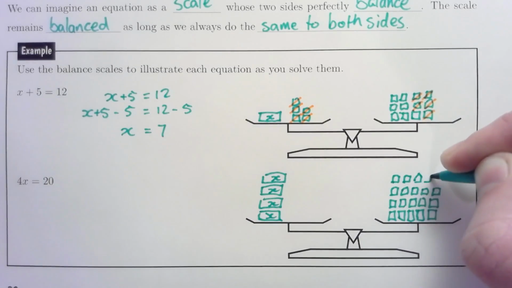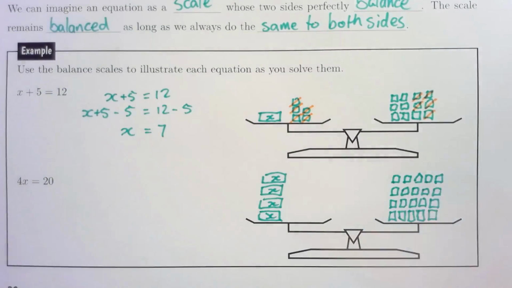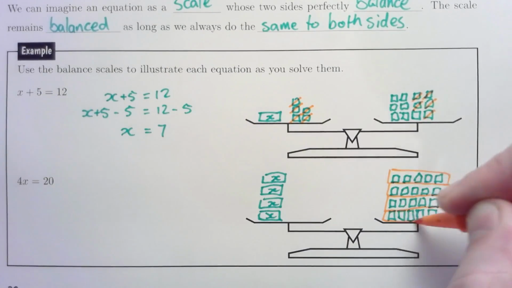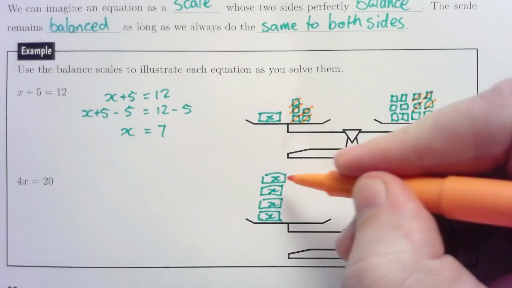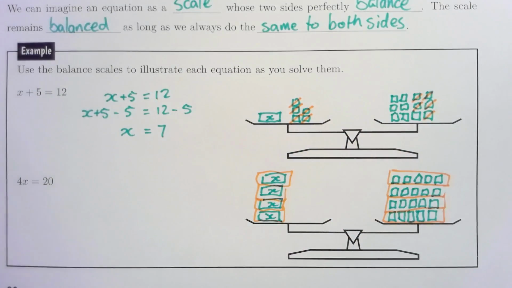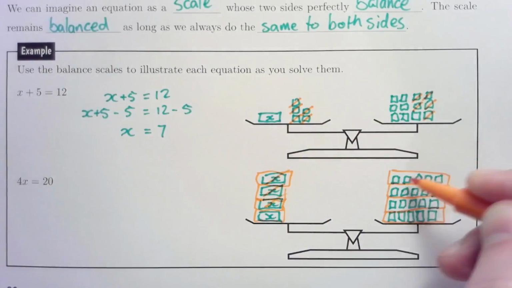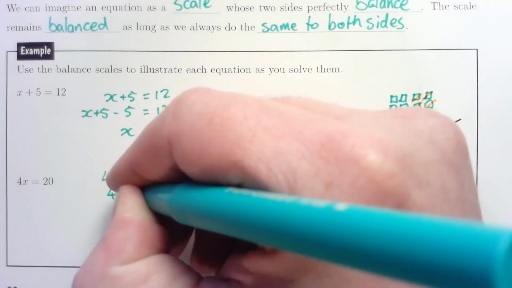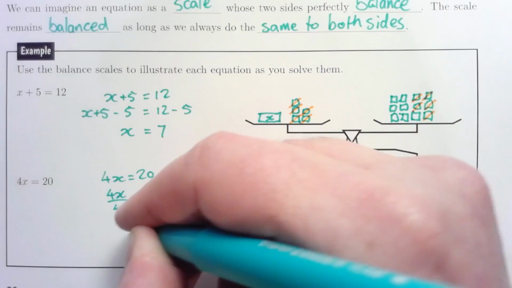These 4 groups have the same weight as the 4 variable bars. That means one variable bar is the same as one of these groups. So our solution is x equals 5. Now what we've done in practice here is divide both sides of the equation by 4. 4x divided by 4 is just x, and 20 divided by 4 is 5. Our solution is x equals 5.